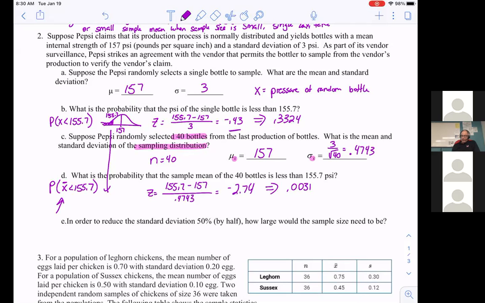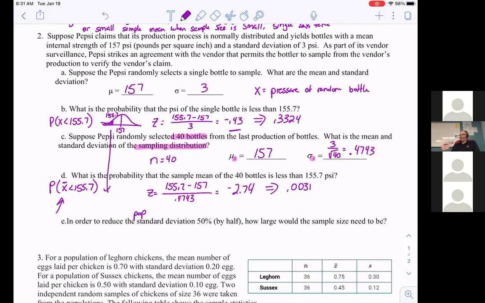All right, E: in order to reduce the standard deviation of 50 cent by half, I should say reduce the population standard deviation, so that way we're clear whether we're talking about the population or that previous sample, how large does the sample size need to be? So this actually is going to be an extension problem. Nowhere in our notes have we talked about this, okay?